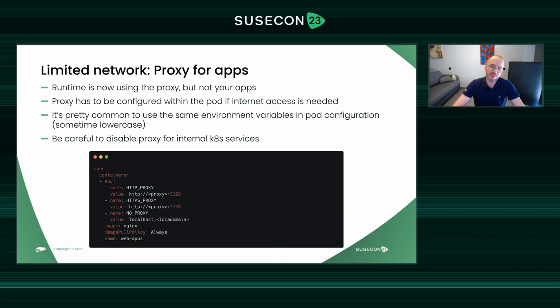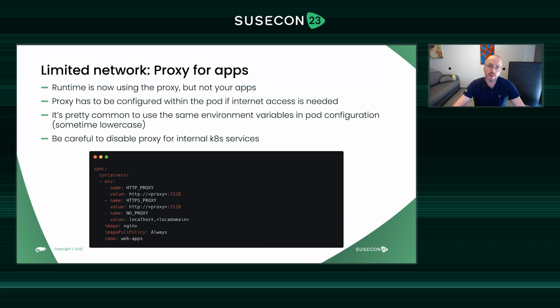Once you have configured the runtime to use the proxy, this is not the end, because your runtime is able to pull images. That's one good point. But after that, your apps, if they need to access internet, are always blocked. So once your runtime is correctly configured, you also need to take care of your apps. The proxy has to be configured within the pod if internet access is needed. So globally, for every app, every pod that needs to access internet, you also need to configure the proxy.